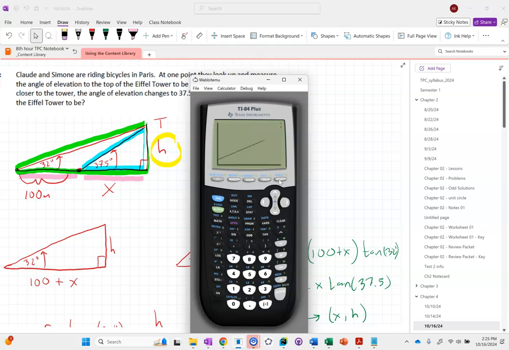So here's one line. That's good. I see one. Here comes the second line. That's great. What am I looking for to solve this system? The intersection of these two lines, right? So I can see that happening right here. That's fantastic. So if I hit second and trace and choose the intersect command.